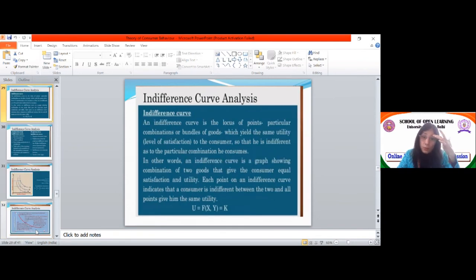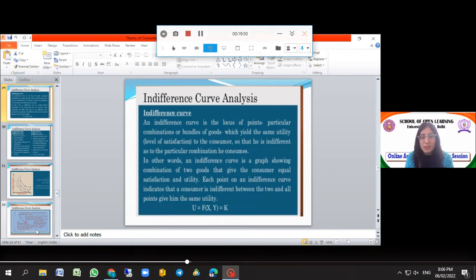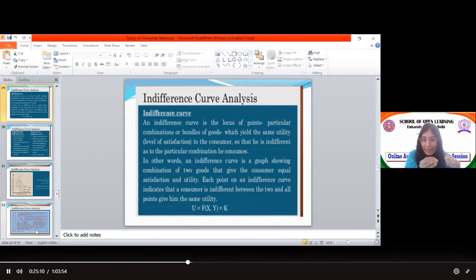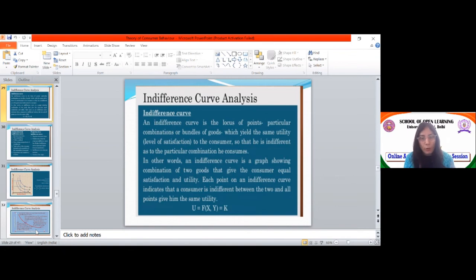Now, what is an indifference curve? It is a locus of points, particularly combinations of bundles of goods. We already know that we have these different combinations of bundles of goods which yield the same level of utility or satisfaction to the consumer. So whatever we choose, maybe 10 colas and one burger, or 10 burgers and one cola, it yields the same level of satisfaction. So every point on that indifference curve gives us the same level of satisfaction, so that he is indifferent as to the particular combination he consumes. The consumer is indifferent among these points on the indifference curve.